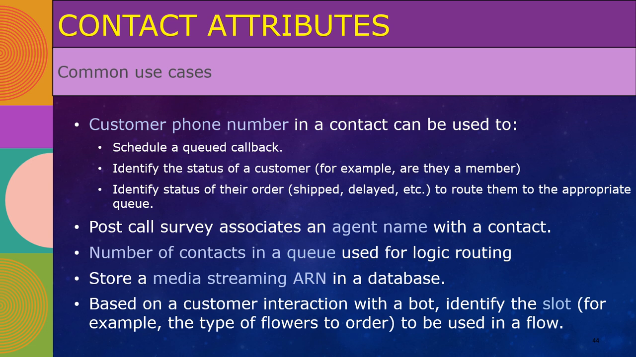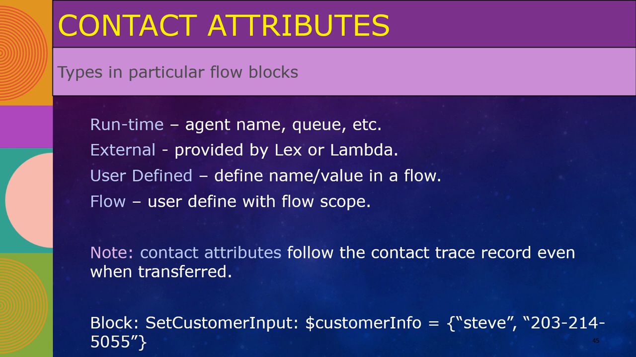Okay, so let's move forward. There are plenty more use cases you'll see with every single business, with every single contact flow for that business. There could be a wide variety of ways to use contact attributes. Okay, now there are different types of contact attributes in particular flow blocks.